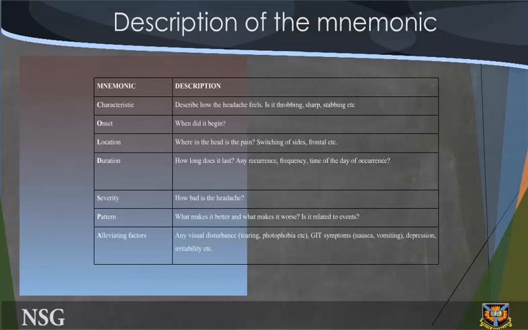Severity. How bad is the headache? Pattern. What makes it better and what makes it worse? Is it related to events? Alleviating factors. Any visual disturbance, tearing, photophobia, etc. GIT symptoms, nausea, vomiting, depression, irritability, etc.